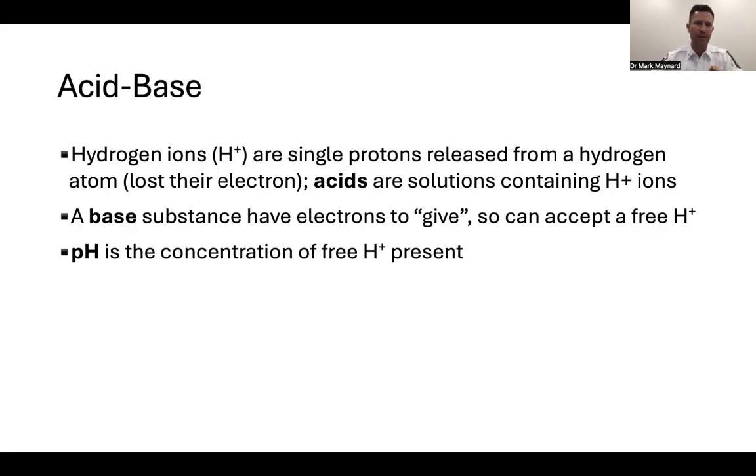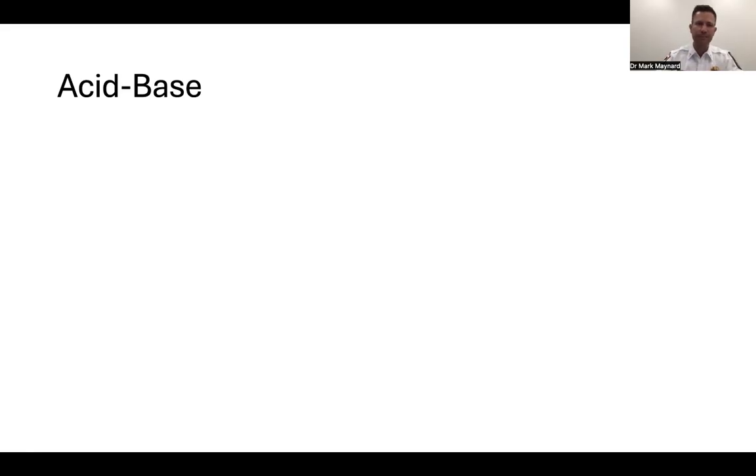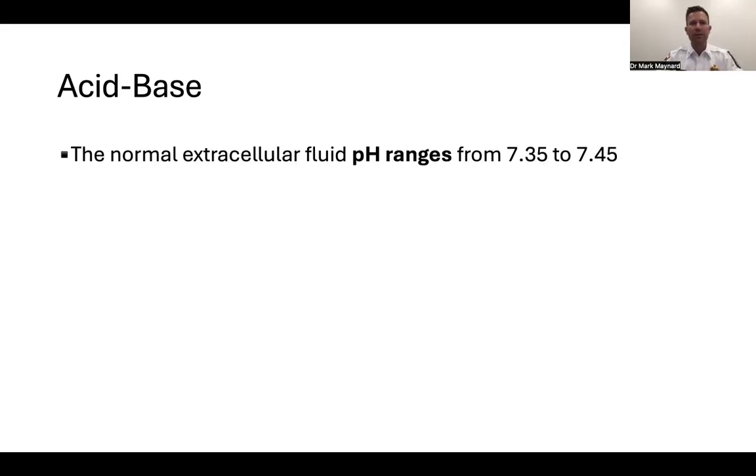All right, so pH is a measure of the concentration of how many free hydrogen ions we have, or H pluses. We could have done a different type of pH and measured the base, but by convention, we measure just the hydrogen ions. The normal extracellular fluid pH range is between 7.35 and 7.45. If you wanted to make it easy, some people just remember 7.40 plus or minus.